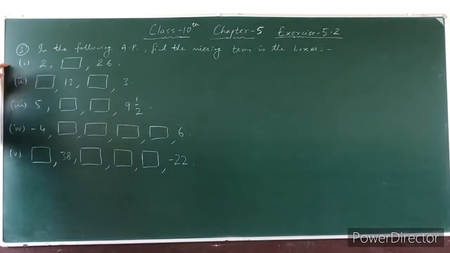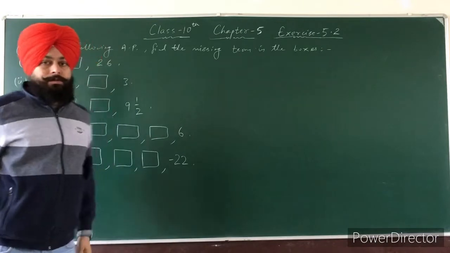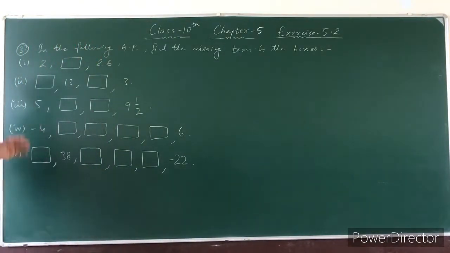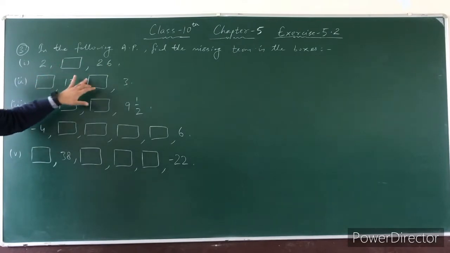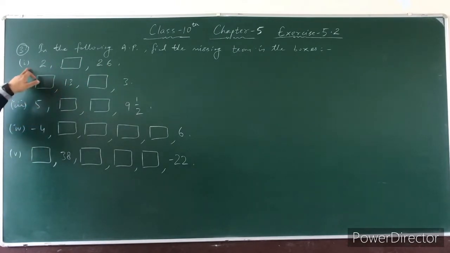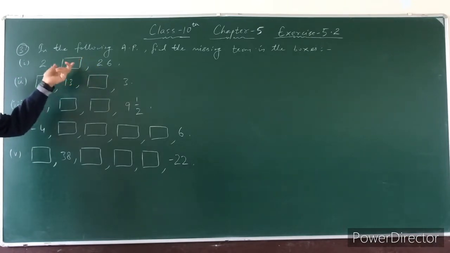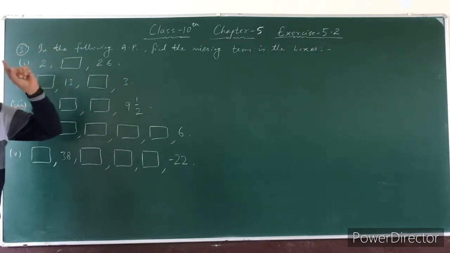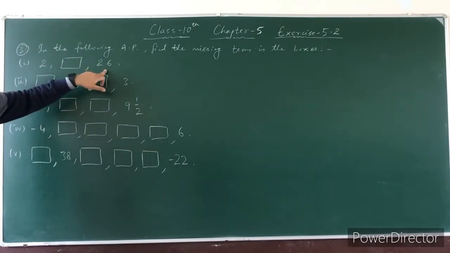Now see the next, third question. In the following AP, find the missing term in the boxes. So you can see here there are the following series in which there are some missing terms. So you have to find them. In the first part, 2, blank, 26. In this series there is only one missing term. The first term is here 2, the second term is missing and the third term is 26.